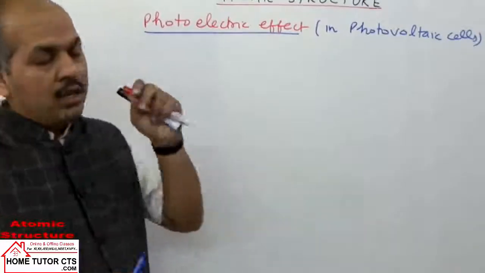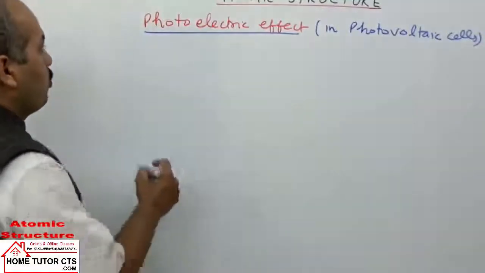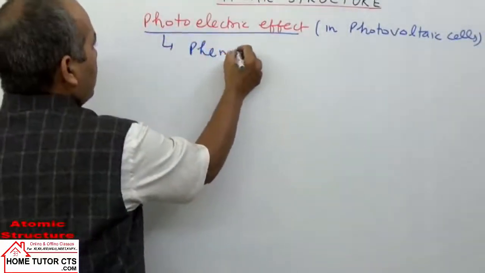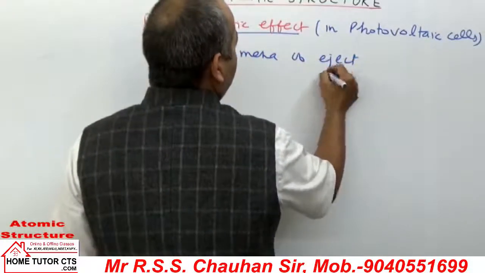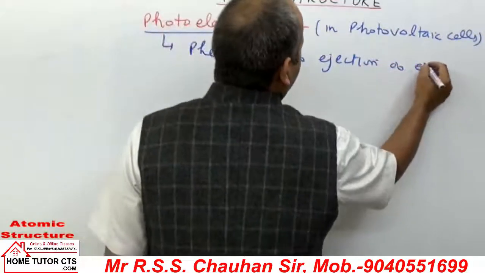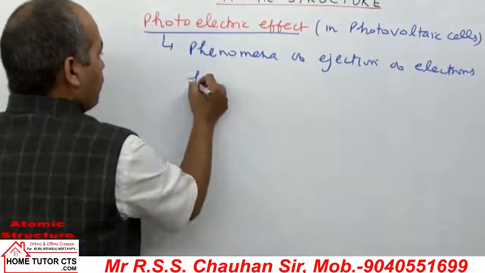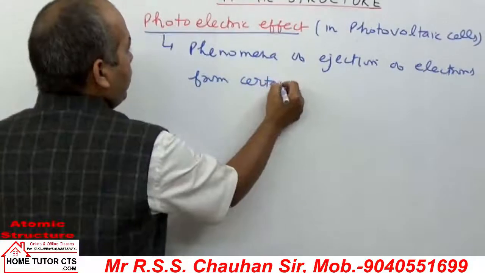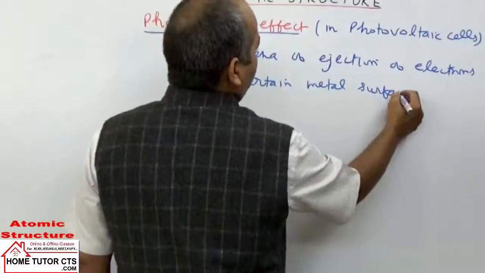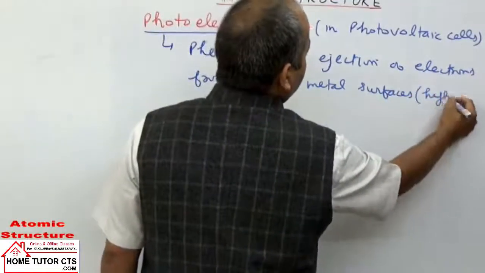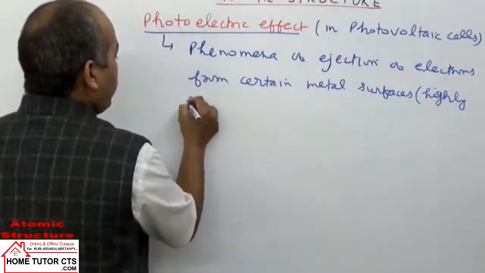Now what is the effect? Write down the definition. It is a phenomenon of ejection of electrons from certain metal surfaces. Which metals? Normally highly electropositive metals.